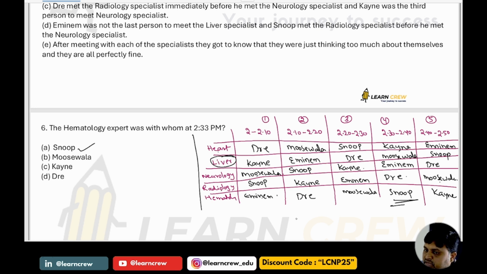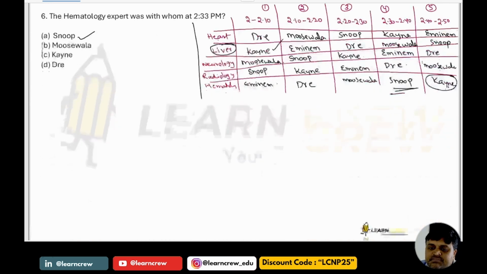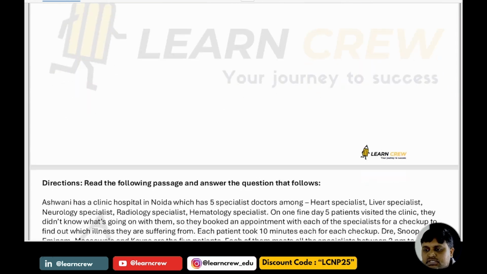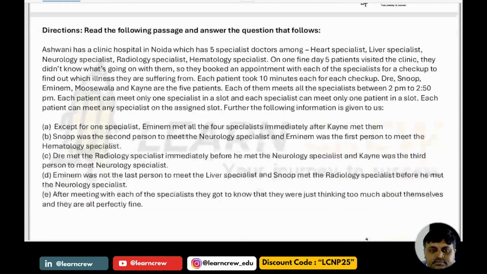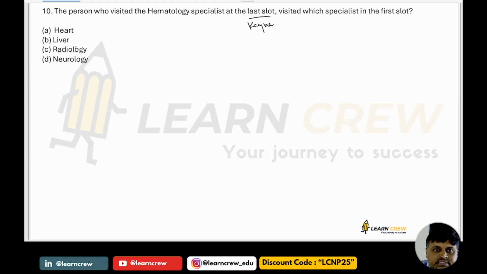The one who visited the last slot of hematology is Kane. In his first slot, Kane visited whom? The liver specialist. So the answer to the 10th one is the liver specialist. So the option is B. I hope everything is clear.